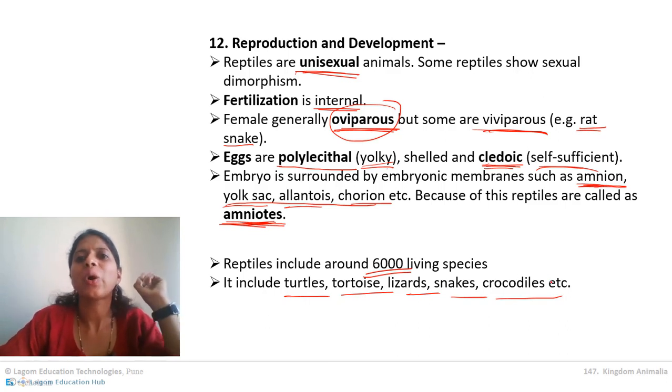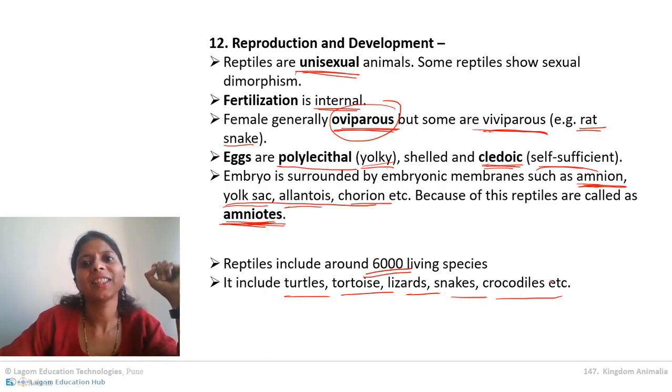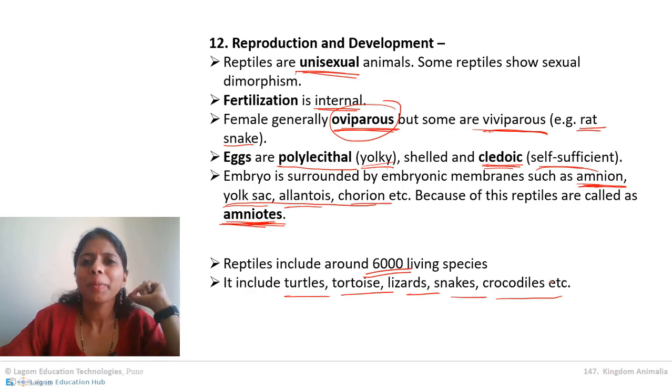So this is all about different characteristics of reptiles. Try to remember them all and try to understand them all. So this is all for today.